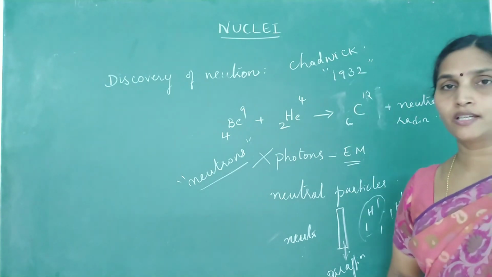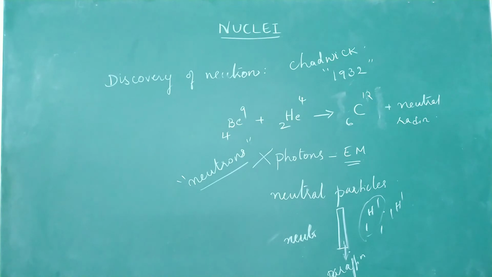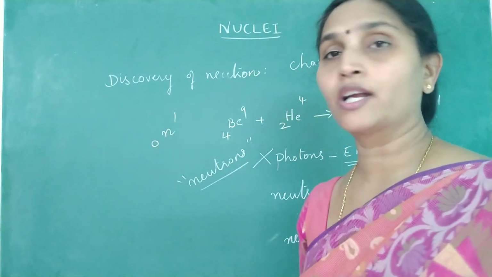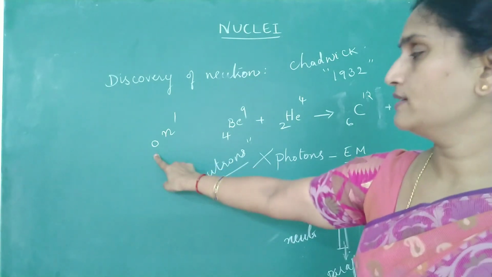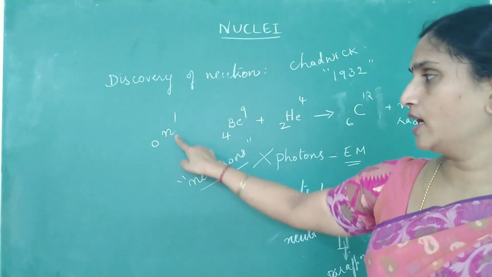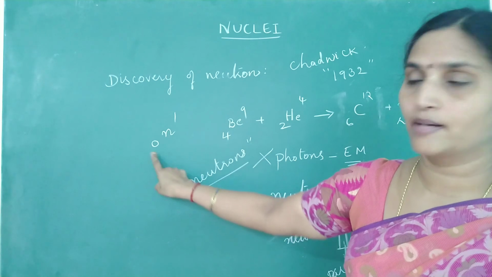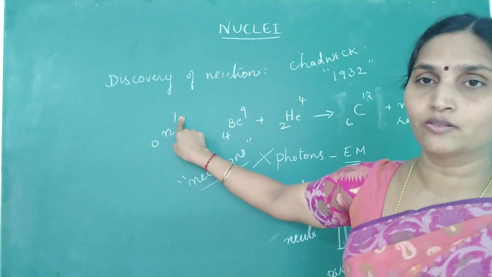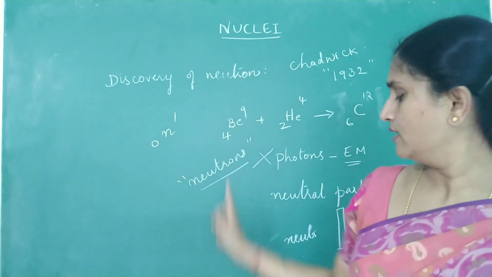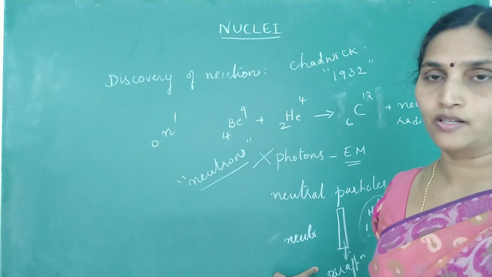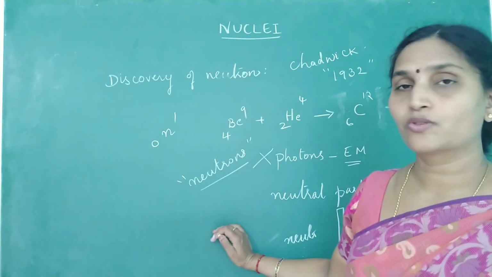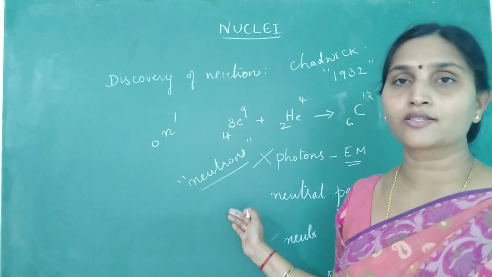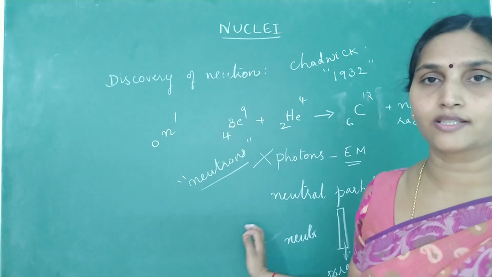So how do we represent the neutrons? Neutrons are neutral in charge and have a mass similar to that of proton. So we write it as 0n1. n represents neutron, 0 is the atomic number, so that means charge is 0 but mass is equivalent to 1 atomic mass unit or similar to the mass of proton. So this was how the neutrons were discovered. Therefore the composition of nucleus consists of protons as well as neutrons.